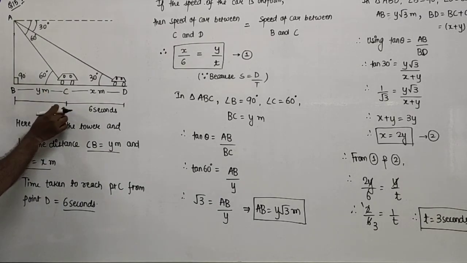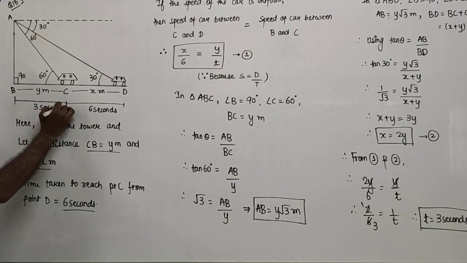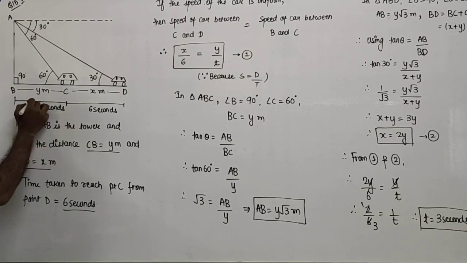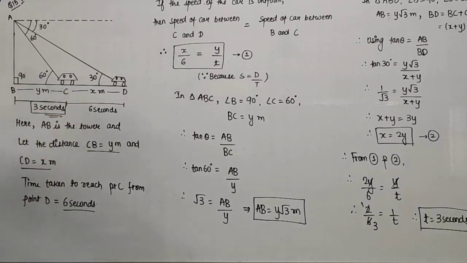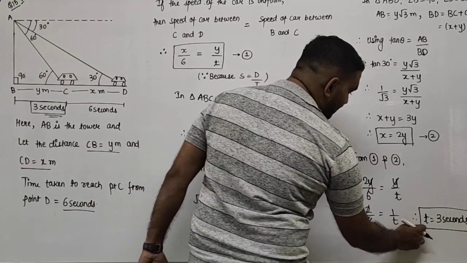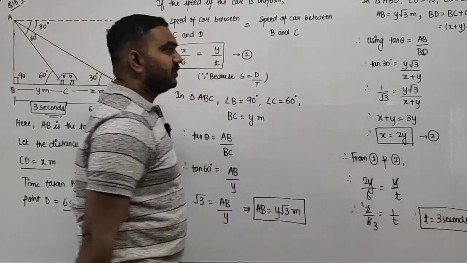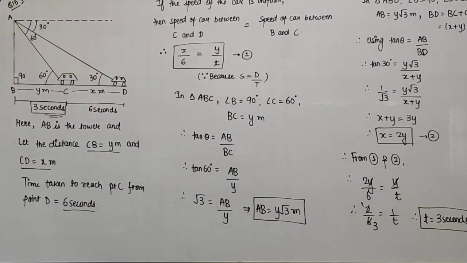So how much time will this car take to reach from point C to point B? 3 seconds. That is the answer, right? So the car will reach the foot of the tower in 3 seconds.